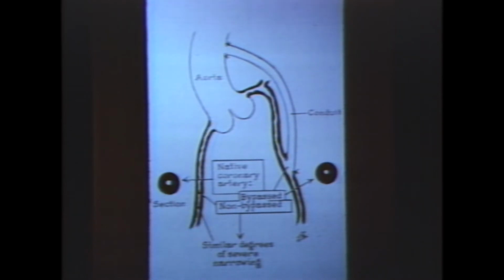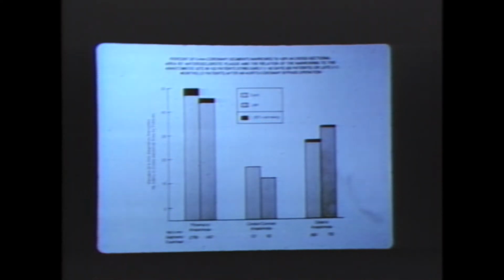This diagram simply shows that concept graphically. If one looks at the native coronary arteries in the patients who had a conduit inserted versus the native arteries which did not have a conduit inserted, because angiographically they looked good, there was no significant difference in the amount of severe narrowing at necropsy.